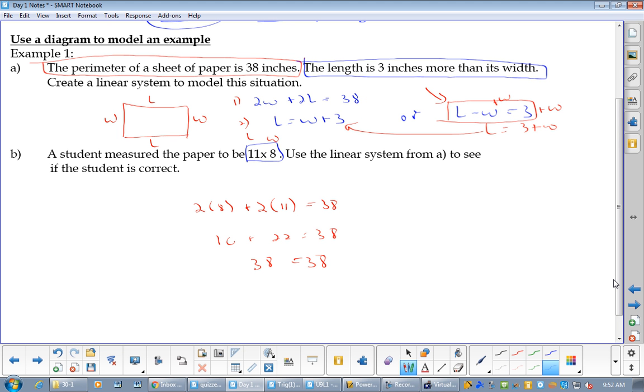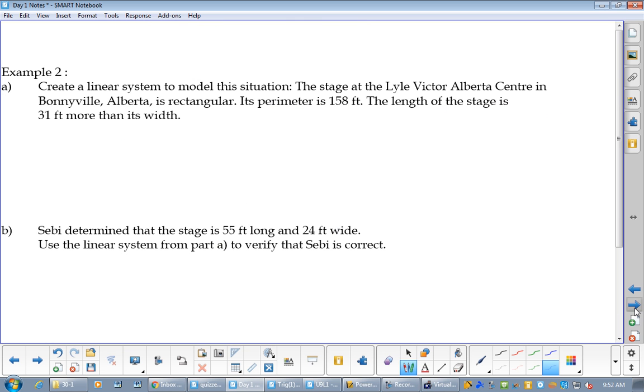Okay, now if I wanted to use my calculator, which we're going to get in more detail next day, I could just get them so they're both L equals and solve. Okay, let's keep going.